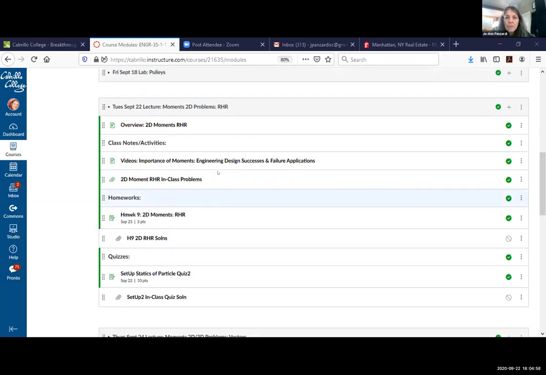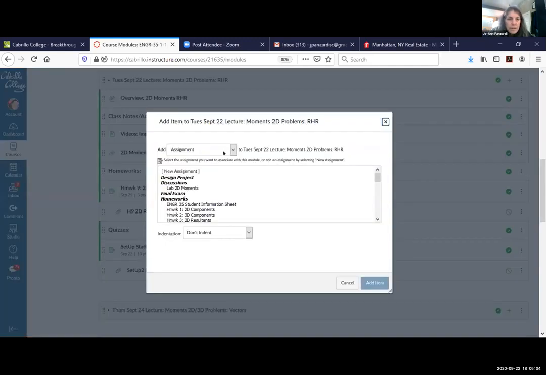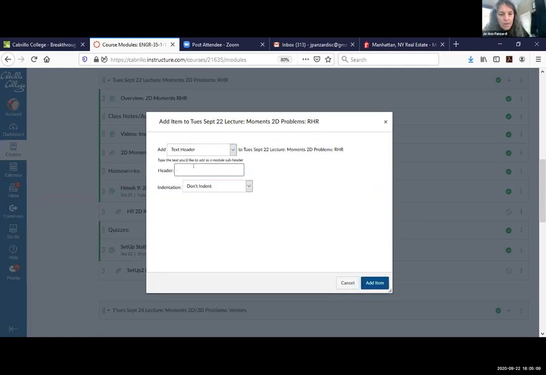Okay? And what I'm going to do is add just text. Have a spinning top. You know what a top is. For class on Tuesday, September... what's today? The 22nd? Yep. Plus 7, 29.